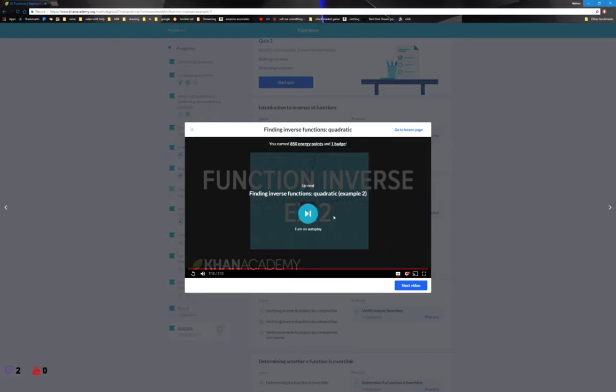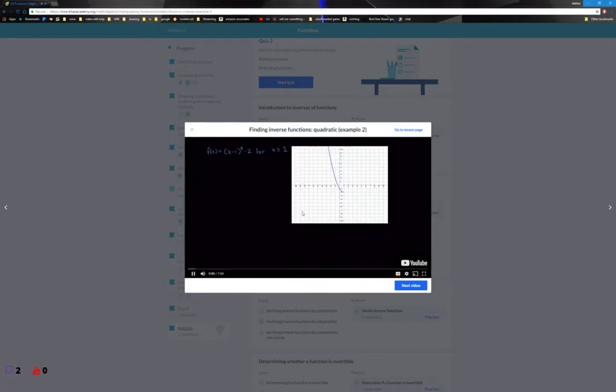All right, now we're going to watch the one on finding inverse functions, quadratic example 2. We have the function f of x is equal to (x minus 1) squared minus 2. And they've constrained the domain to x being less than or equal to 1. So we have the left half of a parabola right here. And they constrained it so that it's not a full U parabola. I'll let you think about why that would make finding the inverse difficult. But let's try to find the inverse here.